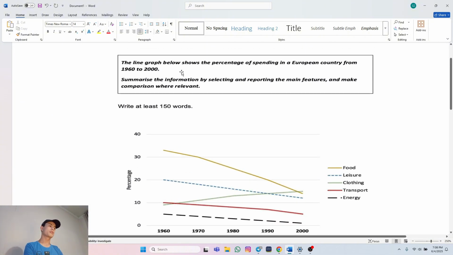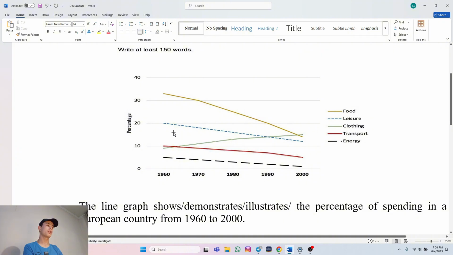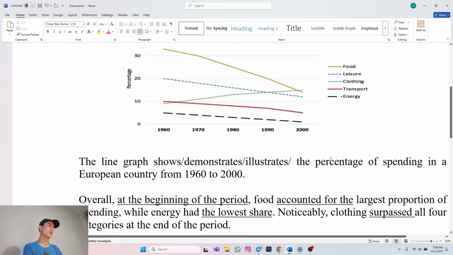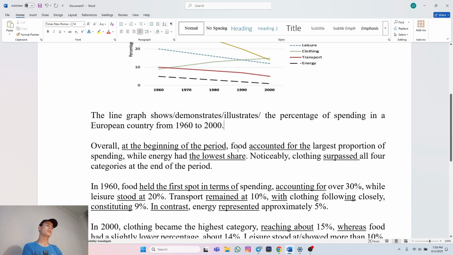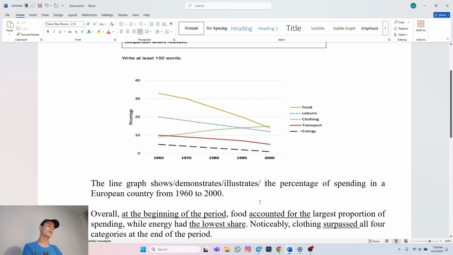The line graph below shows the percentage of spending in a European country from 1960 to 2000. We have to see the records: food held the first spot, and leisure is the second, then clothing, transport, energy. I have already seen all of the information carefully. Now here is how I wrote.